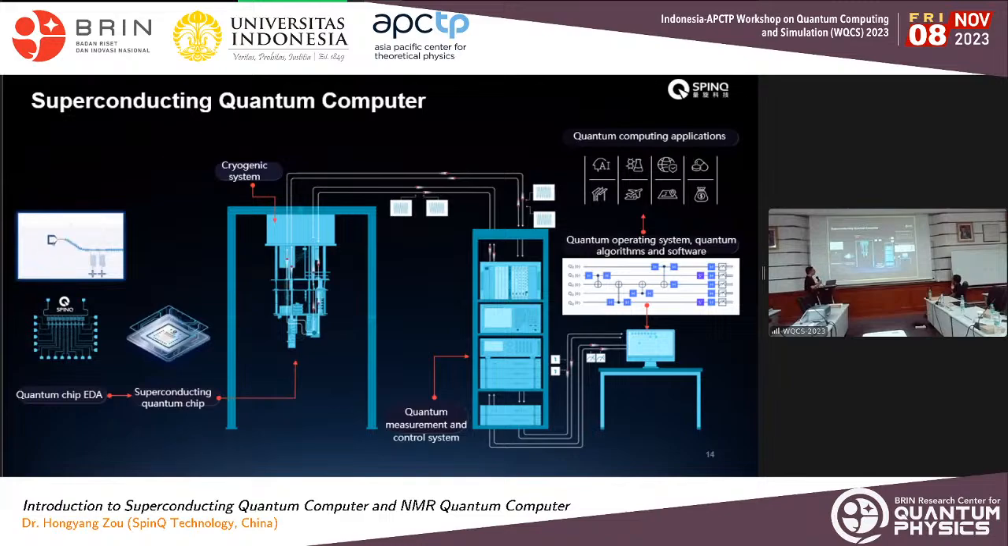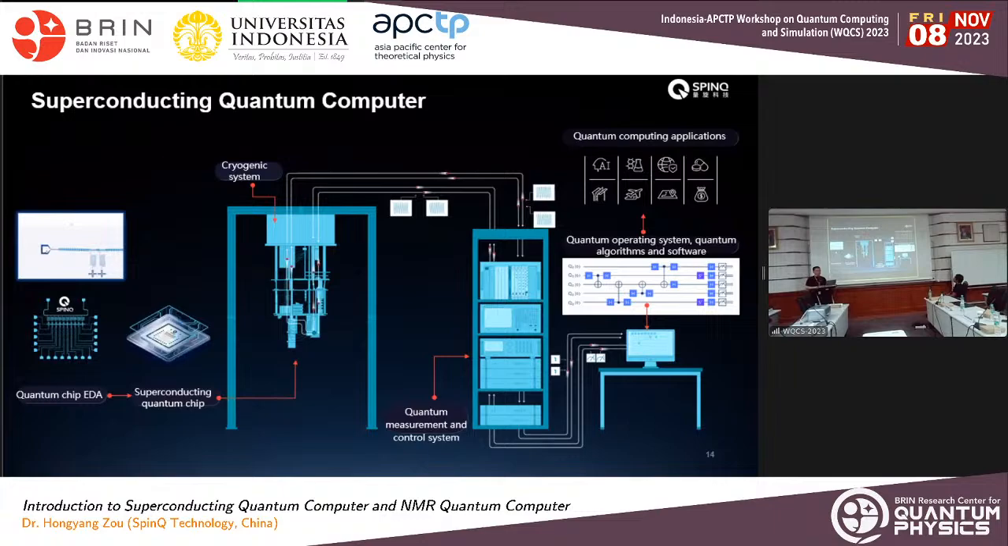We use the quantum chip EDA to design the chip, and then we dive the chip in the room. Then we put the superconducting quantum chip in the dilution refrigerator, which allows the chip to work at a very, very low temperature, about 10 millikelvin. This will ensure all the aluminum is superconducting, and the qubit will not change state because of the heat.